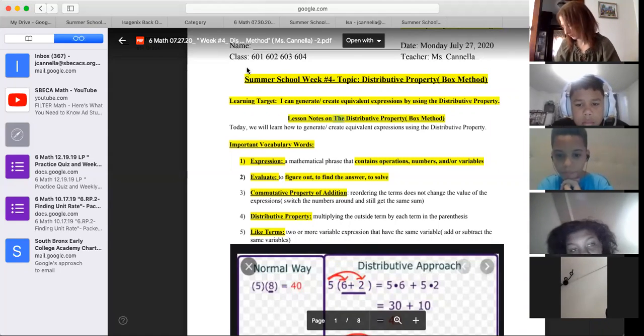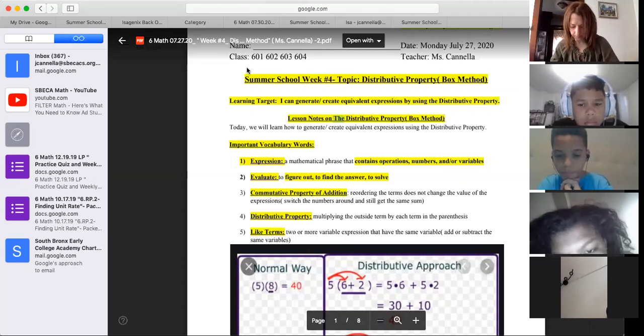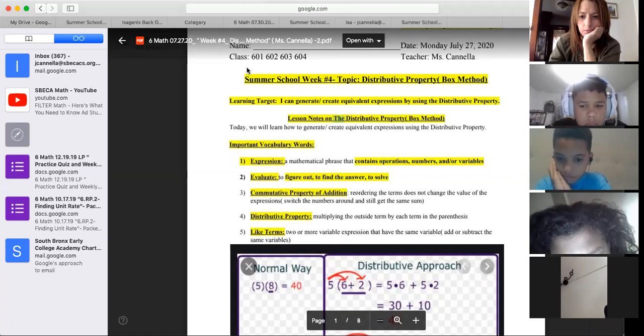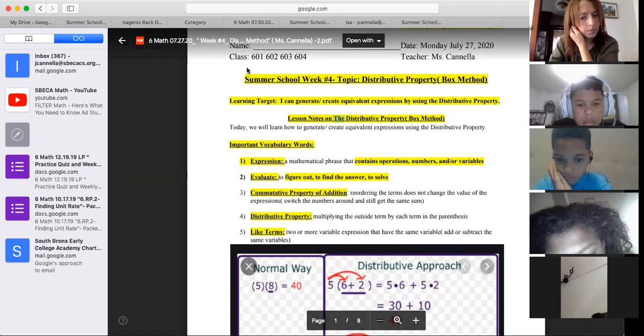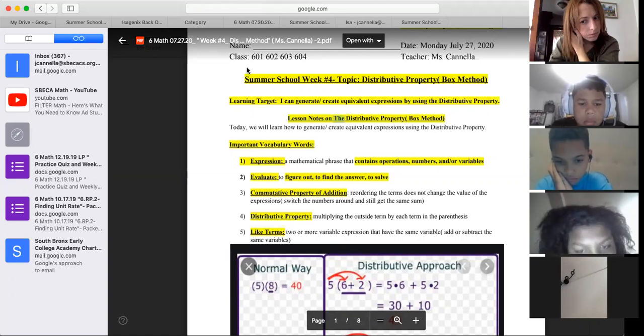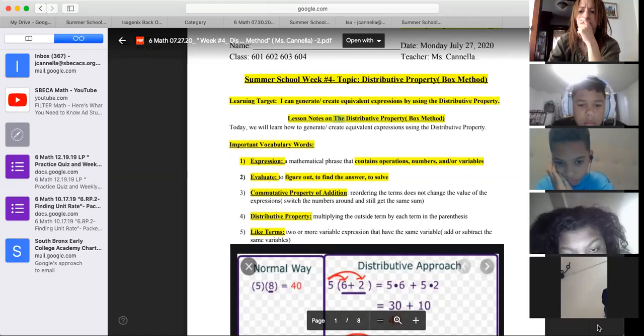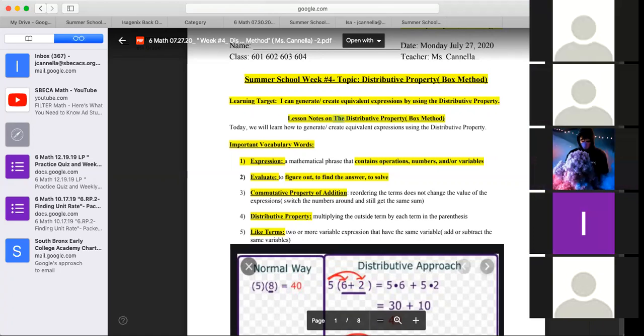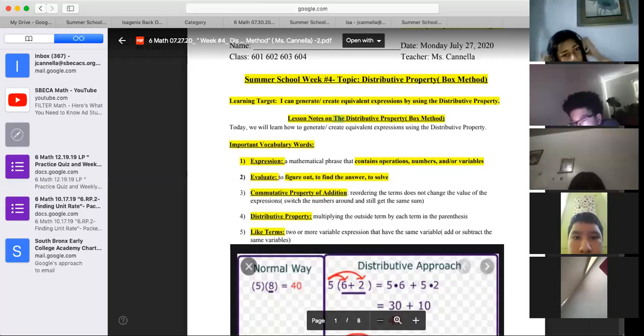Distributive property. Multiply the outside term by each term in the parentheses. Like terms. Two or more variable expressions that have the same variable. Add or subtract the same variable.